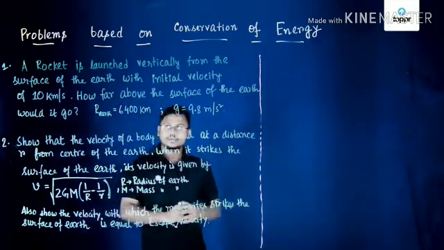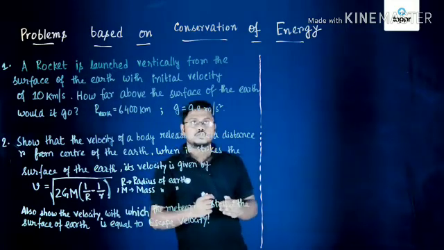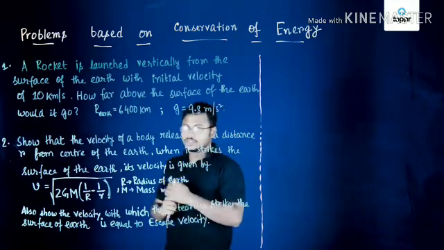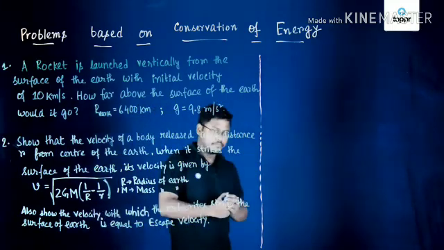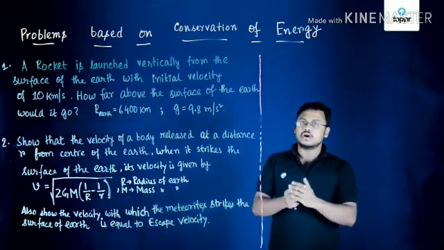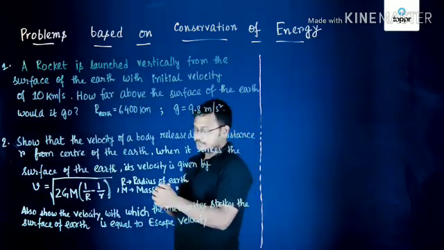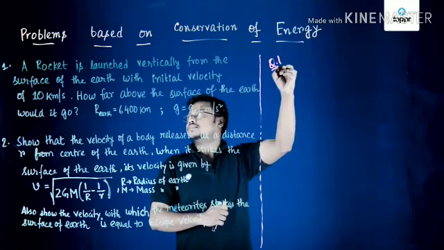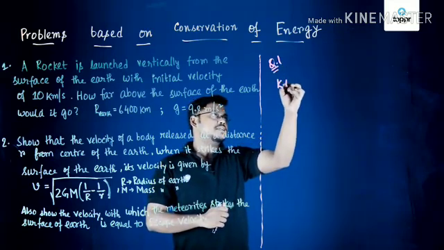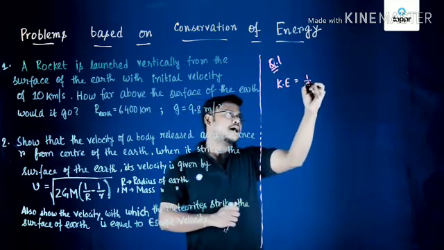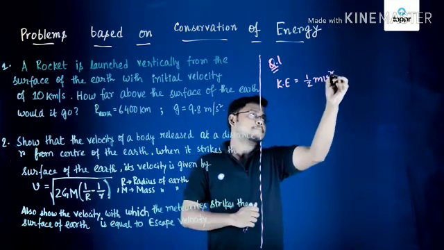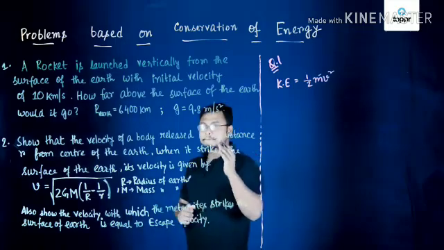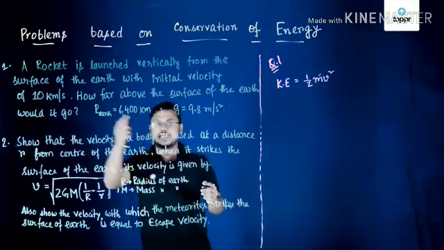So when a rocket is launched with a velocity, it means it has some initial kinetic energy which we are providing to the rocket, and this kinetic energy will cause the gain in the potential energy. So we can write, initial kinetic energy will be half times mv square, where m is the mass of the rocket and v is the velocity of the rocket, that is provided, 10 km per second.